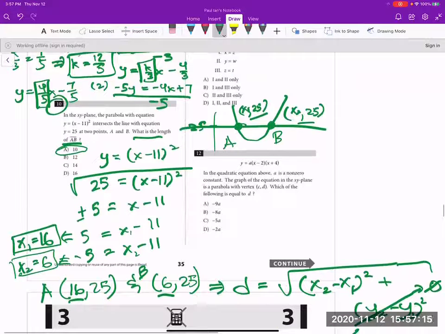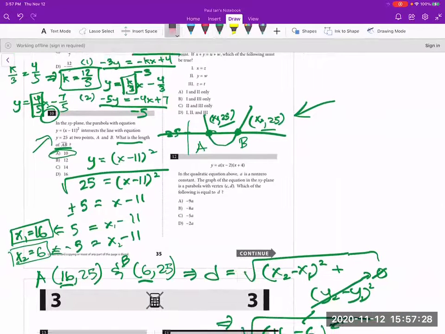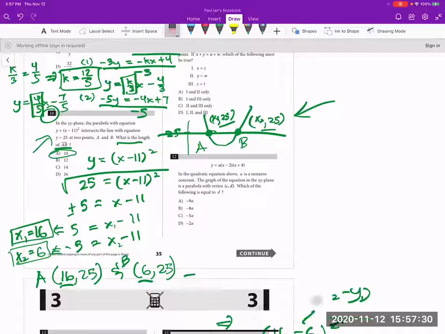So it's just really applying, do you know what the question is asking you? And if you didn't know this, then you could just plug in the 25. And finding the length of something is just applying the distance formula, right? Okay. So let's see.